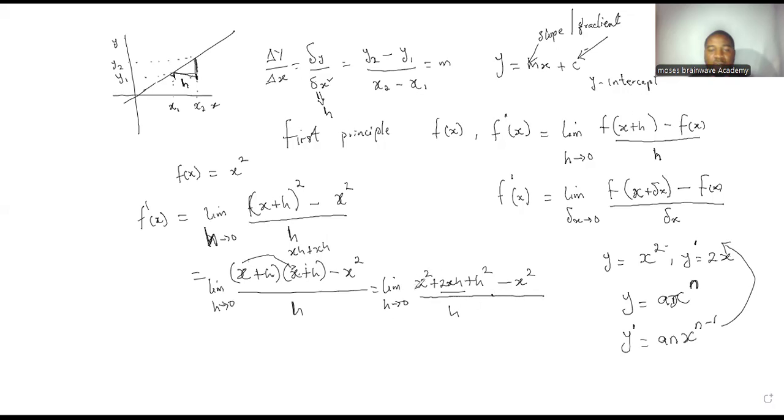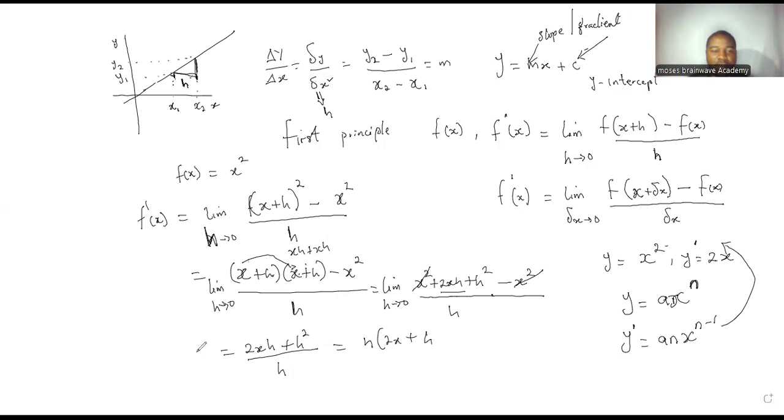So x squared and x squared are going to cancel out. So I'm going to be left with 2xh plus h squared. Let me write it over here: 2xh plus h squared. This is upon h, right? I can factor out h. So I have h into 2x plus h.